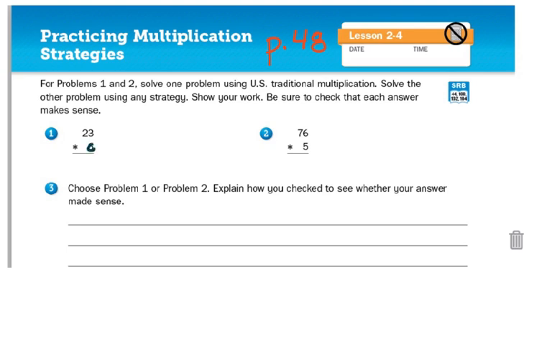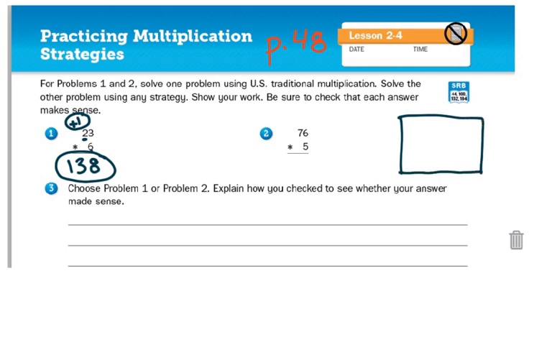So the first thing I'll do is take 6 times 3. 6 times 3 is 18. Put down my 8 and carry my 1. Now I'm going to multiply the 6 times 2, which is 12. Add in the 1 that I carried over, which is 138. Now, just to show you how we did this last year, I'm going to take 76 times 5.